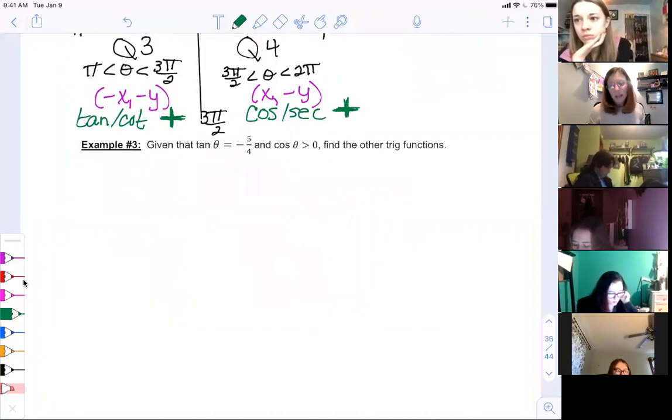So the last example here gives you a tangent and it's equal to negative 5/4. And then it also says that the cosine is positive. Find the other trig functions. So I like to start off with the graph, a little drawing.